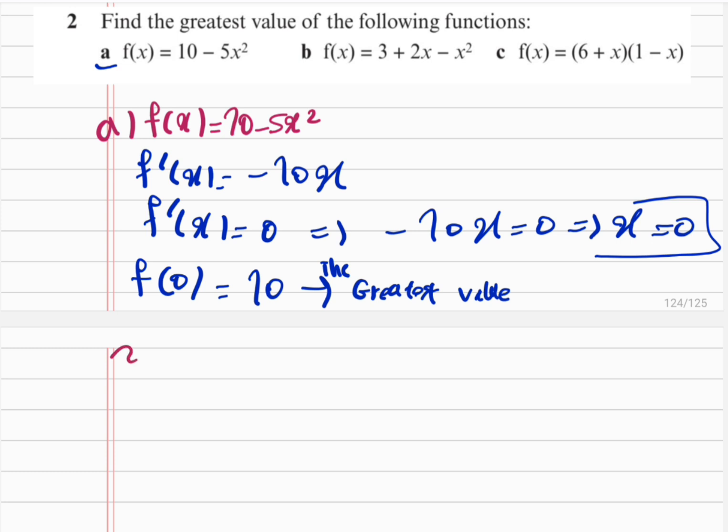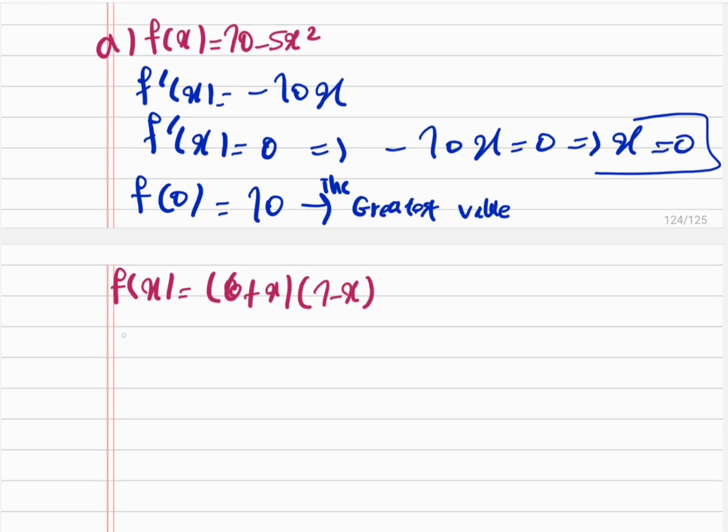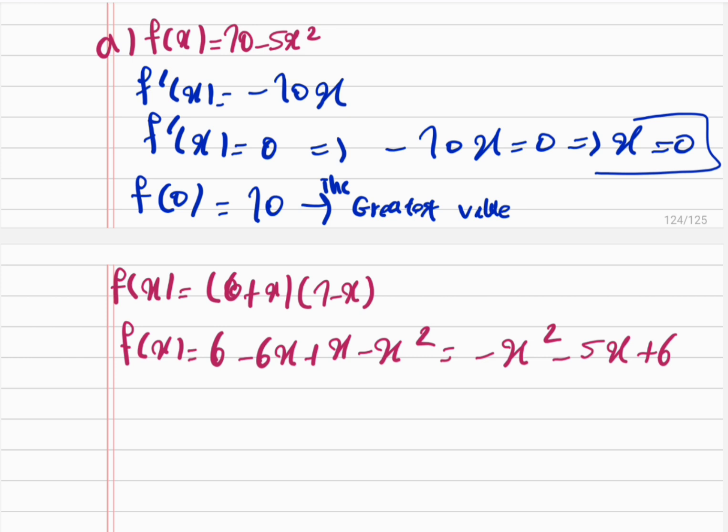Now let's do part C. In part C, we will have the function 6 plus x bracket 1 minus x. First of all, we need to have the function in a nice form so we can differentiate that, in the form x to the power of n. So let's expand the bracket first. We are going to get 6 minus 6x plus x minus x squared, which can be simplified to minus x squared minus 5x plus 6.